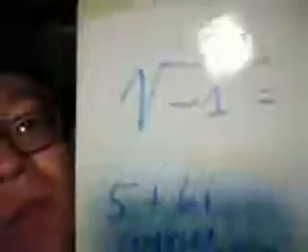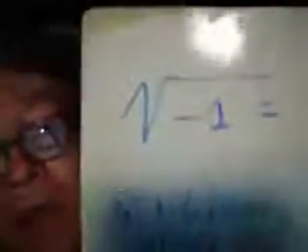In a previous video, I talked about imaginary numbers, and I said specifically that they are the square root of -1. There is no such number that you can multiply together that will give you the square root of -1. So it is represented by the letter i.